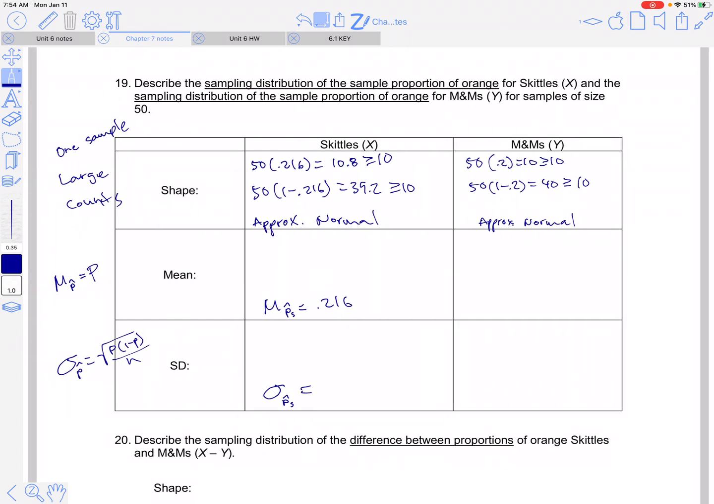If you remember, we have an unbiased estimator if we do everything correctly, and so we're good to go. And then as I put these numbers in, 0.216 times 0.784 divided by 50, take the square root of that, I get 0.0582. Okay, and then the mean of my sampling distribution proportions for M&Ms is 0.2. The standard deviation for all those, for my M&Ms, is 0.0565.